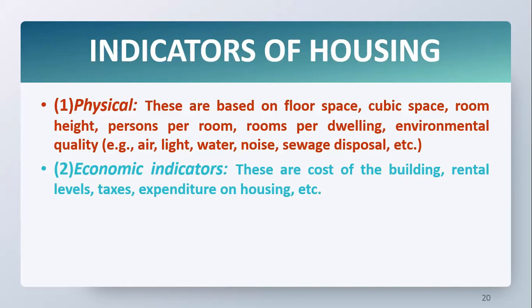The economic indicators are cost of building, rental levels, taxes, expenditure on housing, etc. The social indicators are further classified into indicators related to prevention of illness, indicators related to comfort, and indicators related to mental health and social well-being.